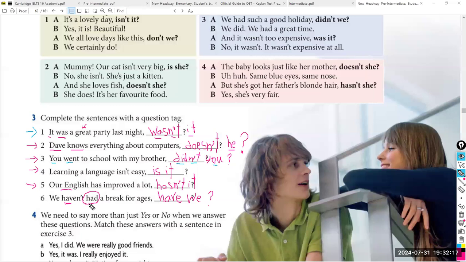Guys, using the question tag, you are telling that person that you have to speak, you have to give me the answer, you don't have to stop. Please stay with me. Okay?